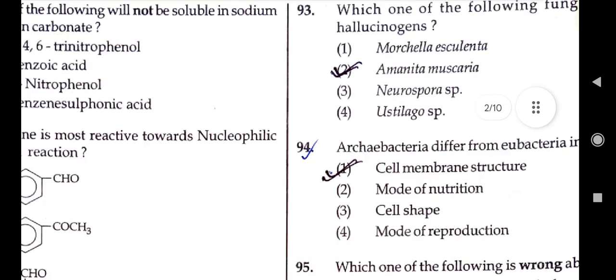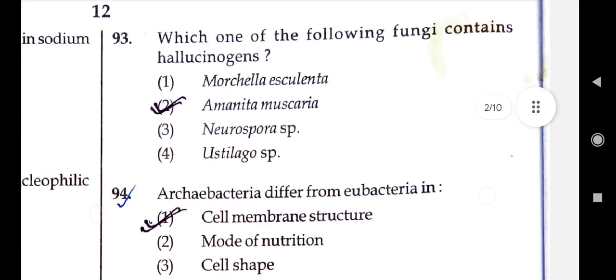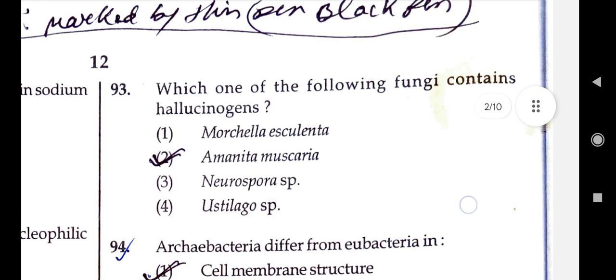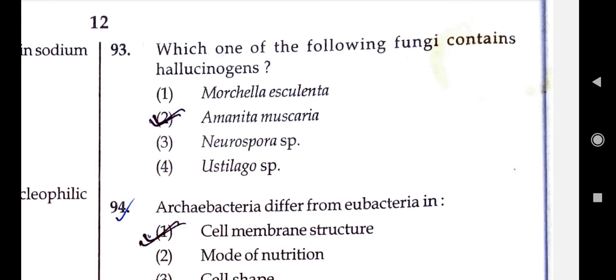Now see students, question number 93. Which one of the following fungi contains hallucinogens? Amanita muscaria is the correct answer, students. So option 2, Amanita muscaria, is the correct option. The others are wrong. Option 1, Morchella esculenta, is wrong. Option 3, Neurospora species, is also wrong. Option 4, Ustilago species, Aspergillus species, is also wrong. So the correct option is option 2, that is Amanita muscaria.